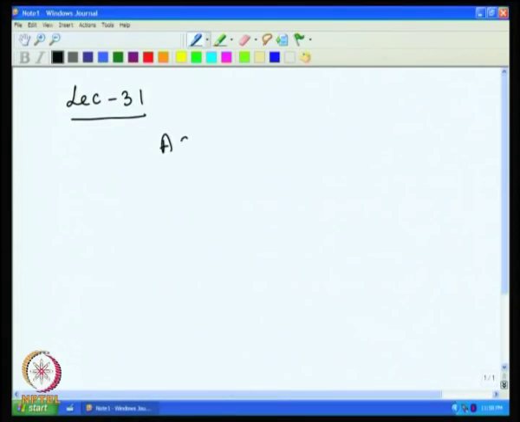Today we will discuss AC applications of the operational amplifier. So far we have discussed DC applications, and then we calculated various errors associated with the DC amplifiers and so on. Now we will discuss AC applications of the operational amplifier.